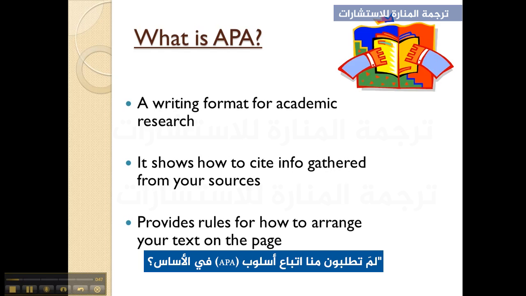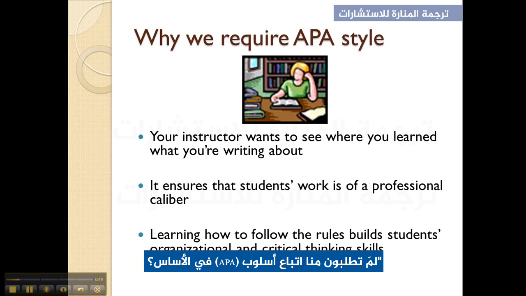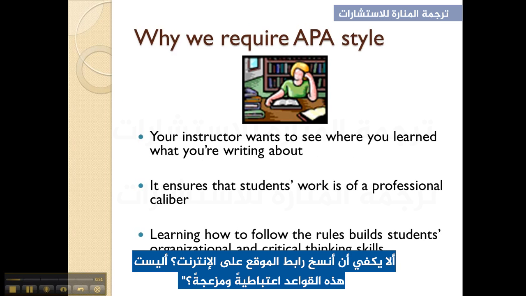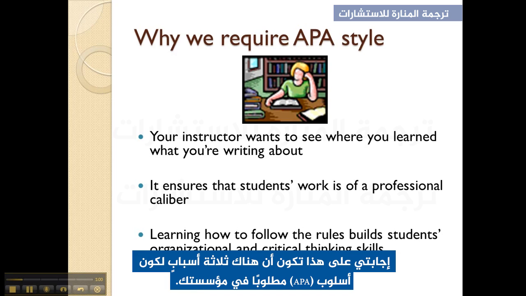Some students ask, why do you require us to follow APA style in the first place? I mean, wouldn't it be sufficient if I just copied and pasted the web address from a website? Aren't these rules just arbitrary and annoying more than anything else? And my answer to that would be, there are 3 good reasons why APA is required at your institution.